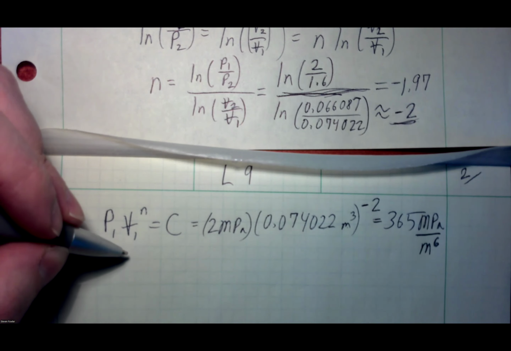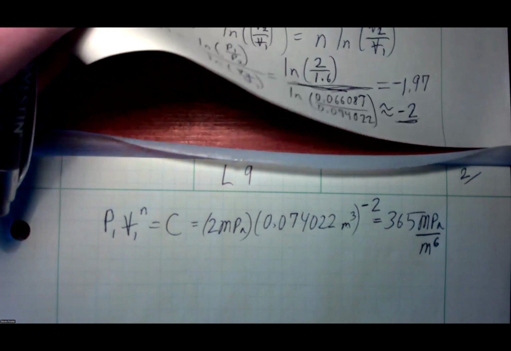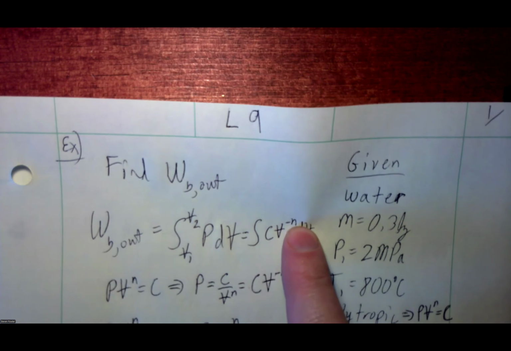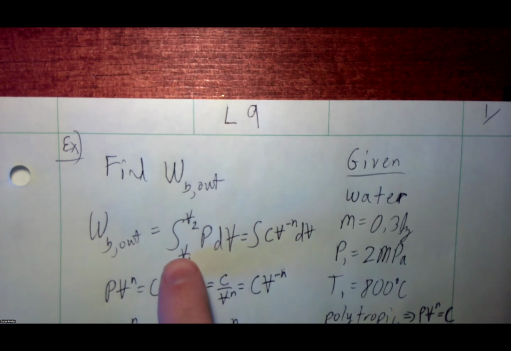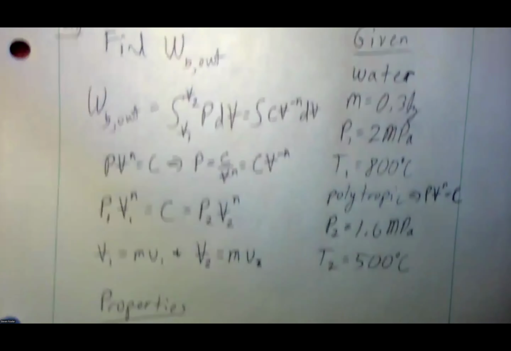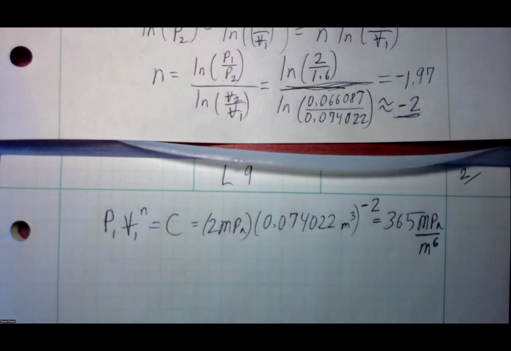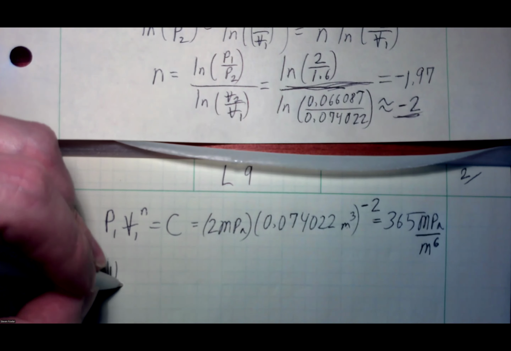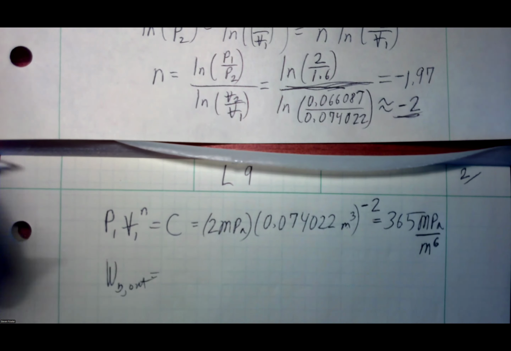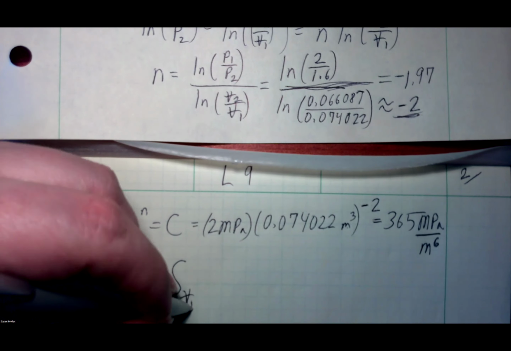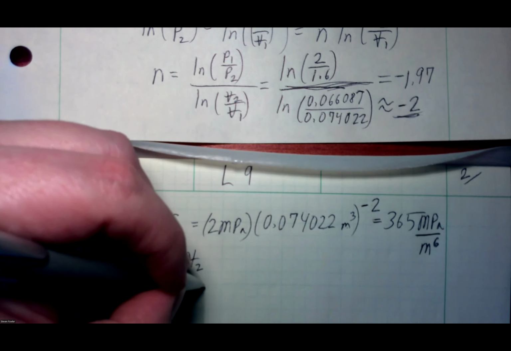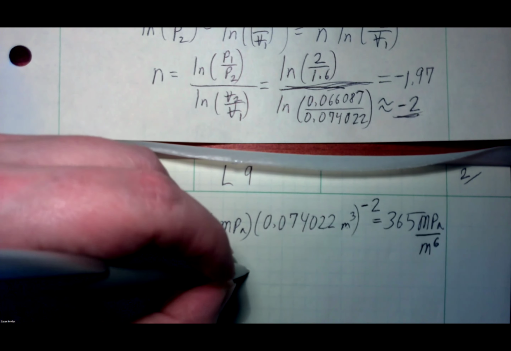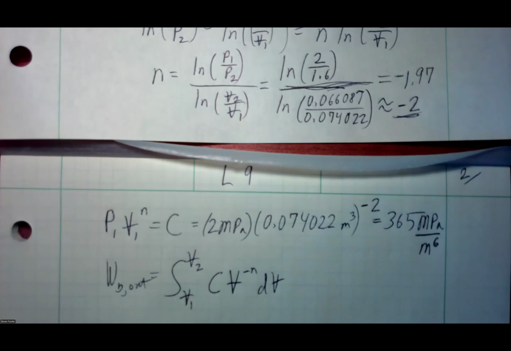Okay, so we've got C, we've got n. What the heck are we trying to do? We are trying to find the boundary work, which means I need C and n. I have them now. I've got volumes. I've got to do a little calculus. Once I do a little calculus, now I'm just down to algebra and units, really just units. Okay, so we're back here. Boundary work out is going to equal the integral from V1 to V2 of pressure with respect to volume, and we've agreed pressure is now C V to the minus n with respect to volume.